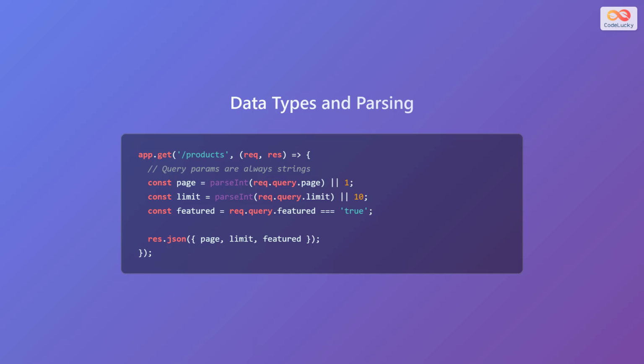It's important to note that query parameters are always strings. If you need to use them as numbers or booleans, you'll need to parse them accordingly. For example, to parse the page and limit parameters as integers, you can use the parseInt function. Additionally, you can handle Boolean values by comparing the query parameter to the string true. This ensures that your query parameters are used in the correct data type.